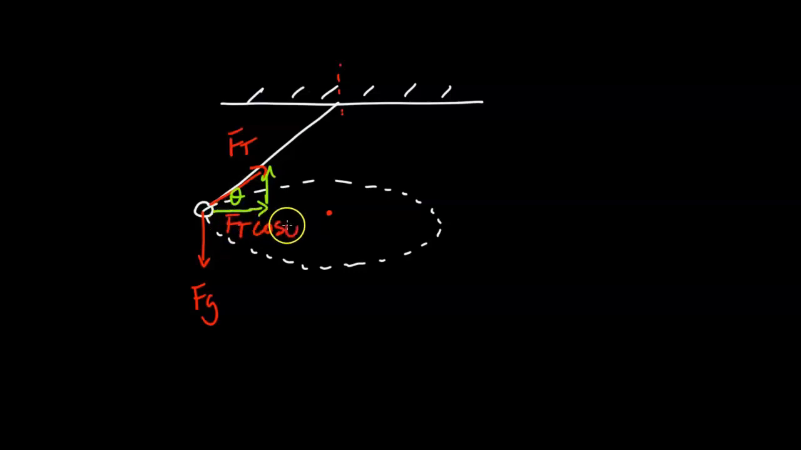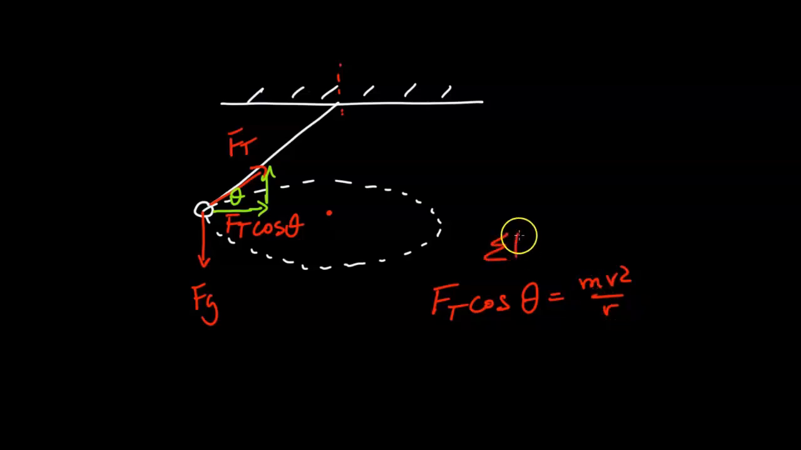So as an equation, here's what we would write. We would write Ft cosine theta is equal to mv squared over r. Once again, we're starting with this equation. Net centripetal force is equal to mv squared over r.